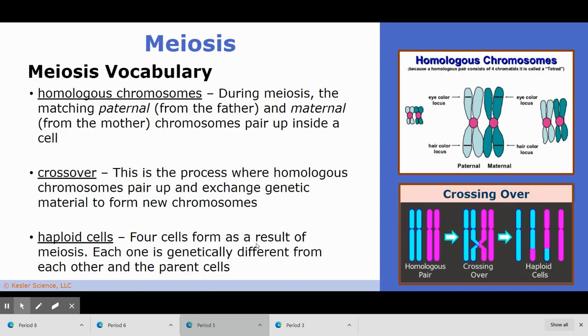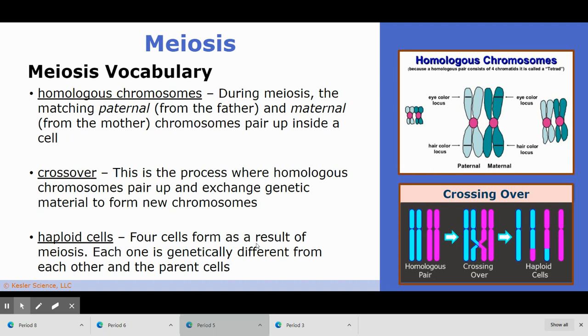Okay, here's some more vocabulary. Homologous chromosomes. During meiosis, the matching paternal from the dad and maternal from the mom chromosomes pair up inside a cell. So what happens is in humans, we have 46 chromosomes. You got 23 from mom and 23 from dad. And each chromosome has hundreds and hundreds of genes on them.